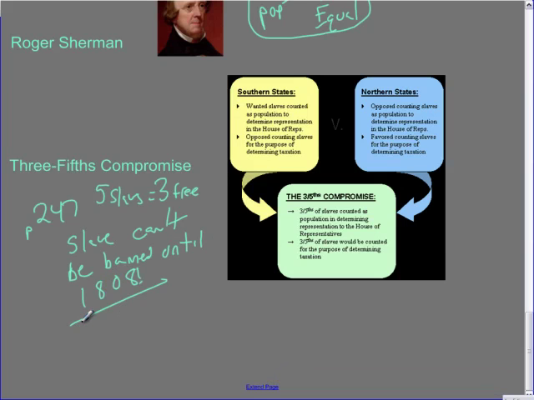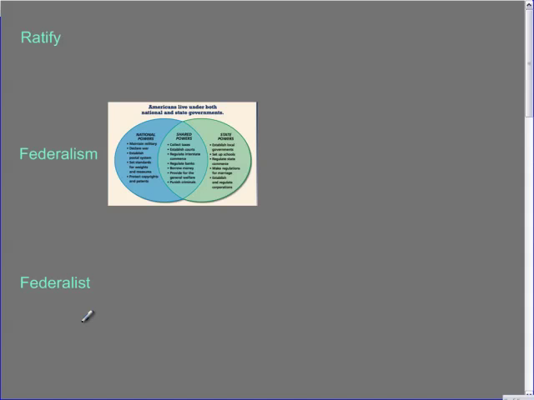And that obviously doesn't really work out. I mean, this issue really isn't worked out until the Civil War. But at this point, at the Constitutional Convention, we're not going to outlaw slavery, but we come up with this 3/5 Compromise, and it works out for most people. Everybody's like, okay, that's fine. So now the next step is that this Constitution, this document that they make at the Constitutional Convention, has to be ratified.